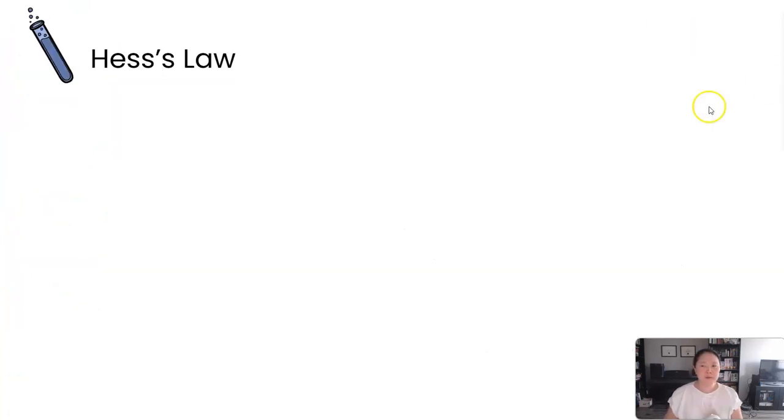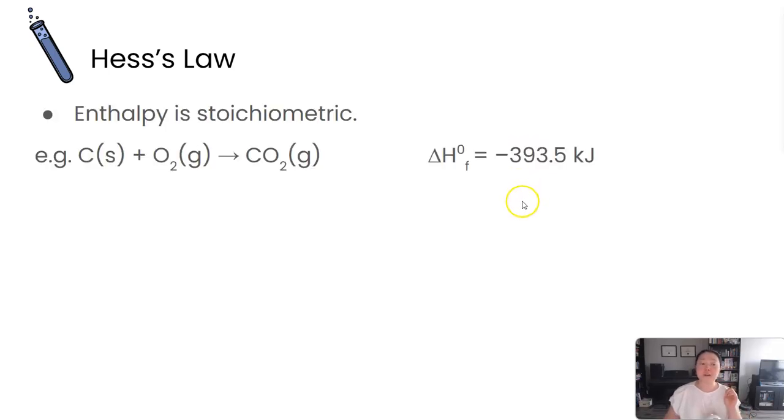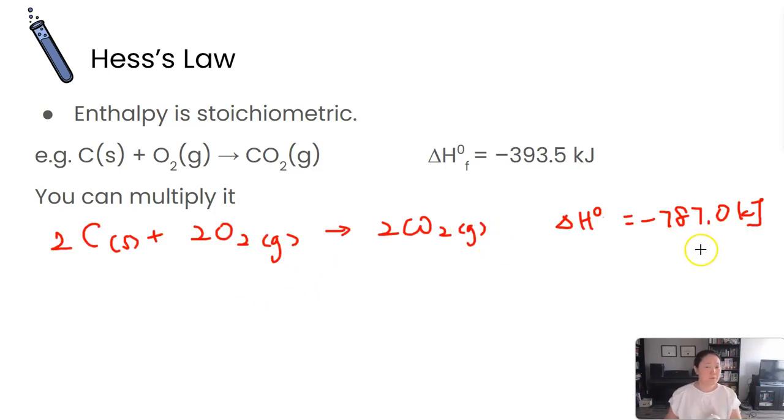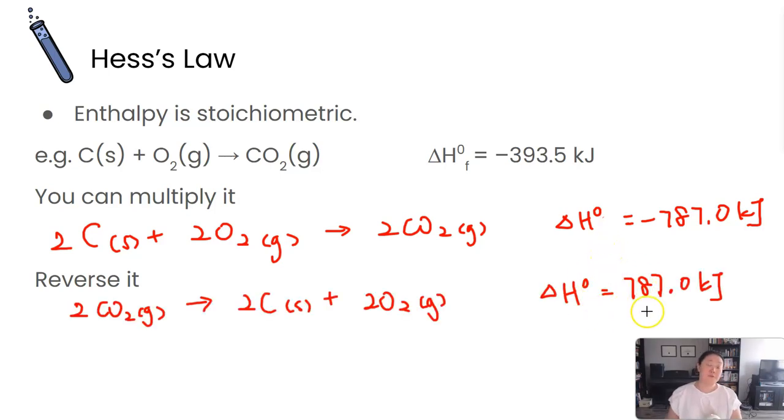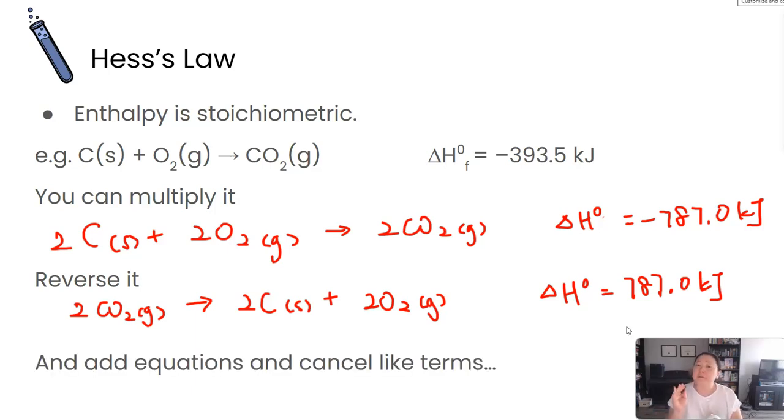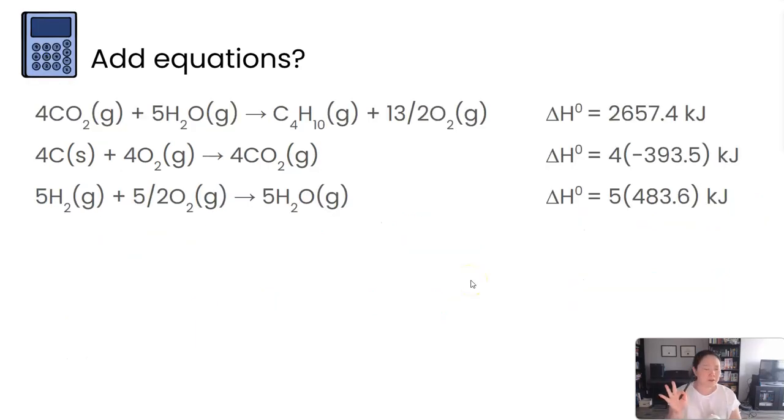So before we go into what Hess's Law actually is, I want you to remember the fact that enthalpy is stoichiometric, and so you can take an equation and multiply it, say, by 2, and this will be true. Or you could also reverse it and have this be true. And you can take multiple reactions and add them together. And while you're adding them, if you find that there are like terms on either side, you can cancel them out too. So what do I mean by that?